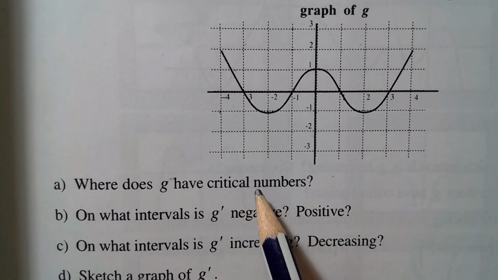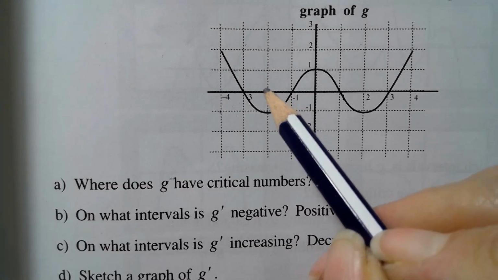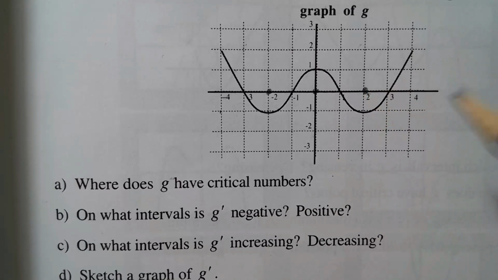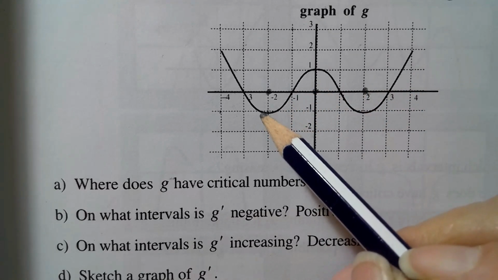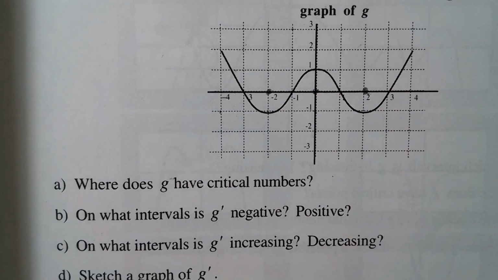Where does G have critical numbers? Well, it's going to have critical numbers at x equals -2, at x equals 0, and at x equals 2, right? Because those are the bumps on this graph that are going to relate to the critical numbers, or the zeros on the graph of the derivative.